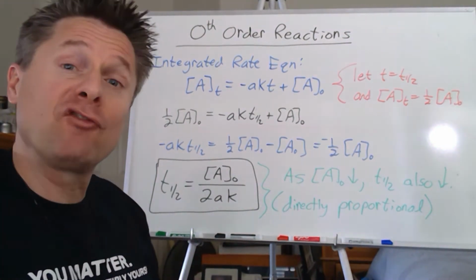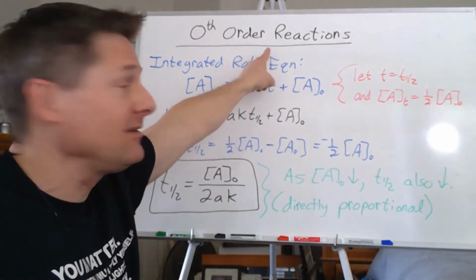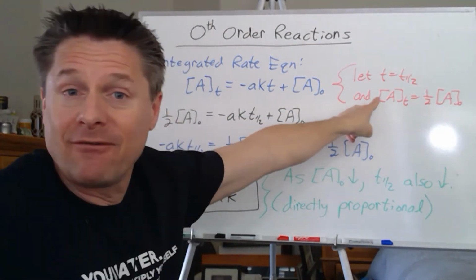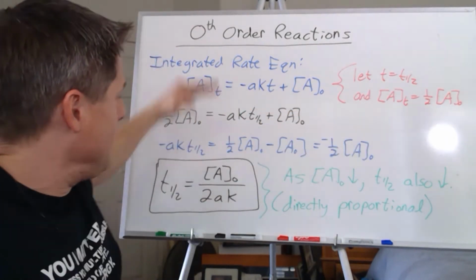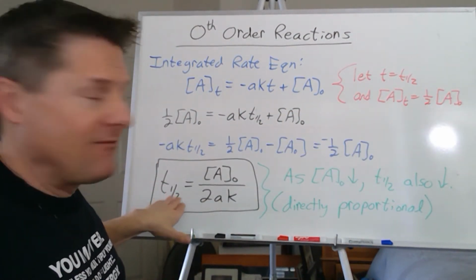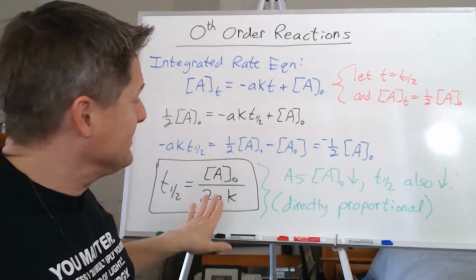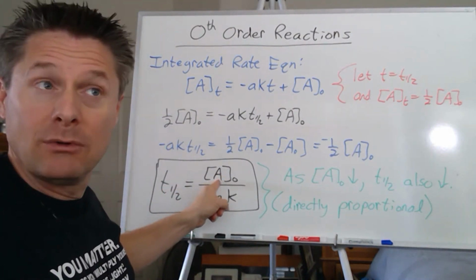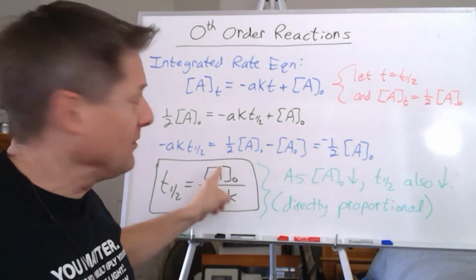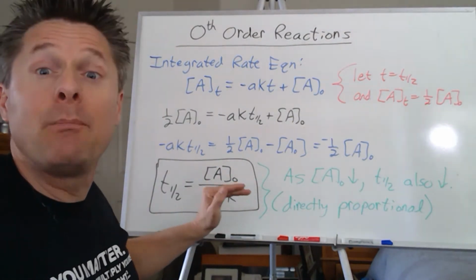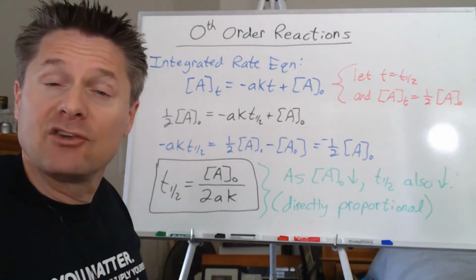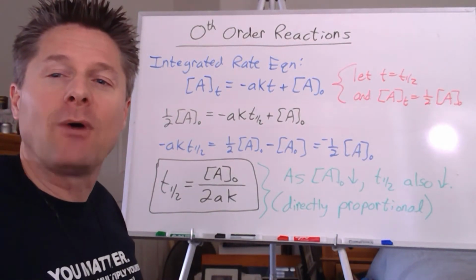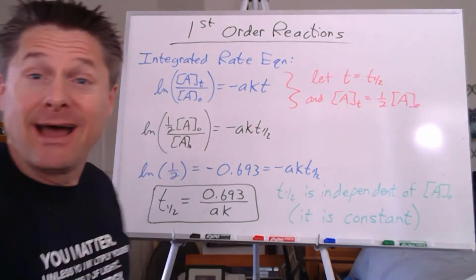So see if you can do this for the first-order reactions. Write down the integrated rate equation. Substitute in 1/2 A naught for AT and T 1/2 for T. Isolate T to the 1/2 on the left-hand side. See what you get, and then tell me whether the half-life is proportional to, inversely proportional to, you'll see concentration at the bottom, or independent of the initial concentration. Those are the only three options, right? See what you get. I'll do it myself as well. How'd you do on this one?